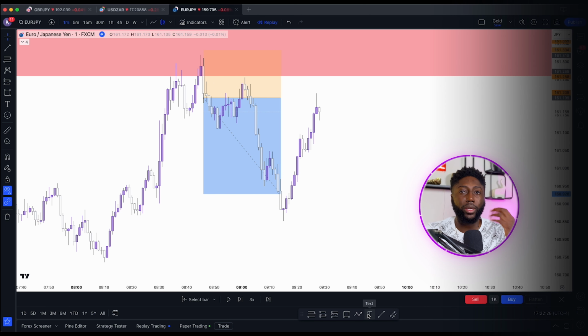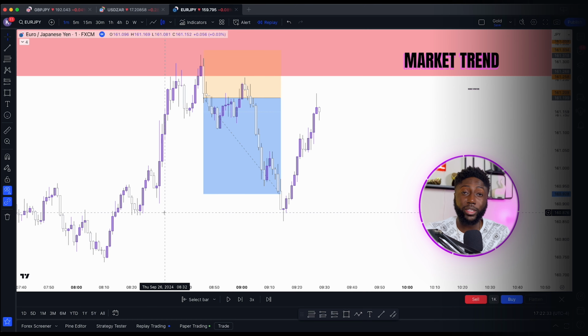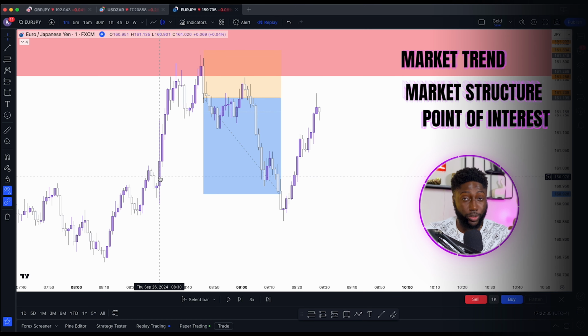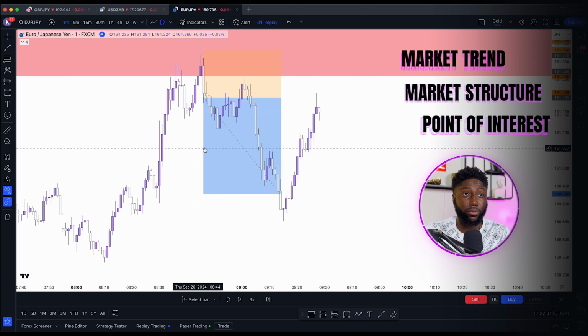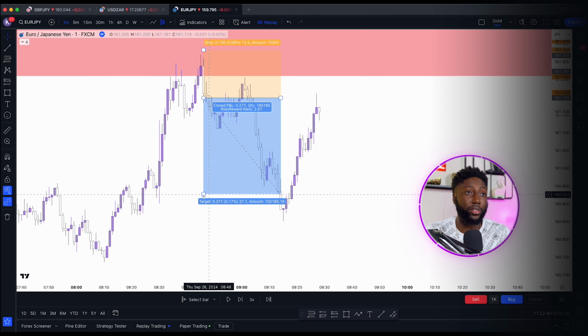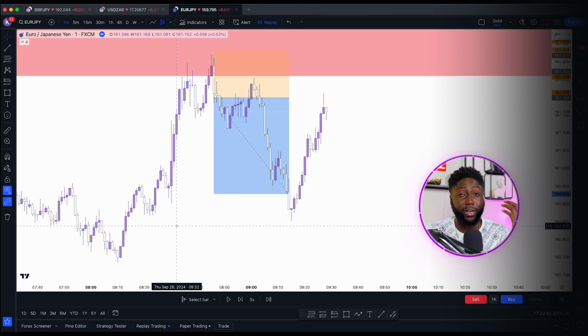It's that simple. I tell you guys all the time that my trading is very simple. It comes down to 3 simple things: market direction, which we just saw, market structure, which we also just saw, and a point of interest with my pattern. That's it.